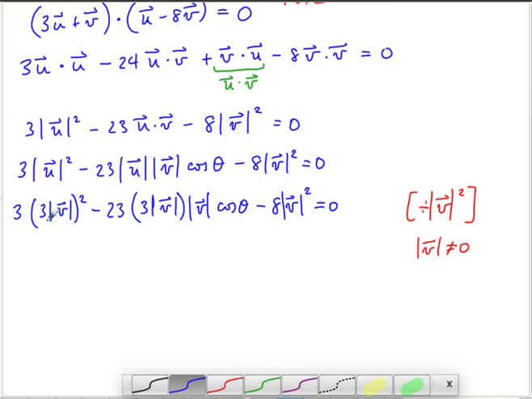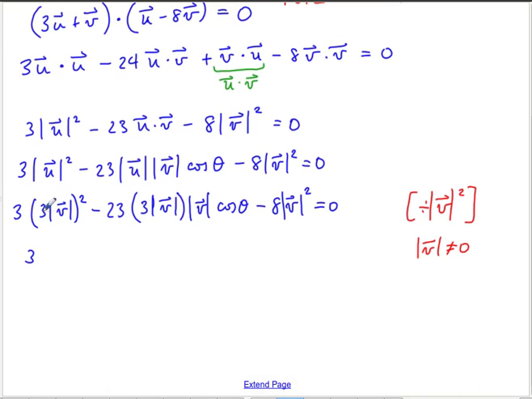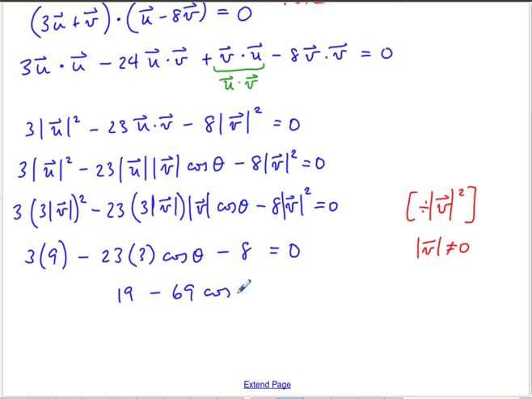So I go ahead and do that, and now you've got to be careful, I don't want you rushing through this. I'm only dividing out by the magnitude of v all squared, but I still have 3 here, and then 3 squared is equal to 9, so I still have to keep that. Minus 23, and this 3 is still here, and then we still have our cosine theta, minus that 8, which is still there, but we've divided through by v squared, so that is equal to 0. And now I can start to do some cleanup. 3 times 9 is 27, minus 8 is equal to 19, minus 23 times 3 is 69 cosine theta, and that's equal to 0.